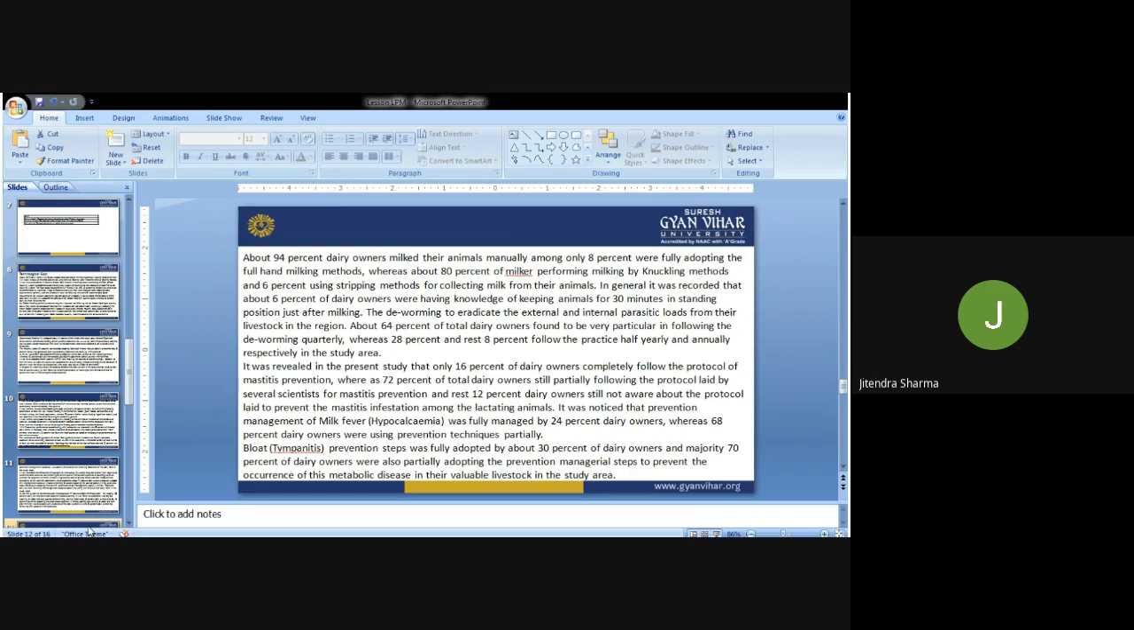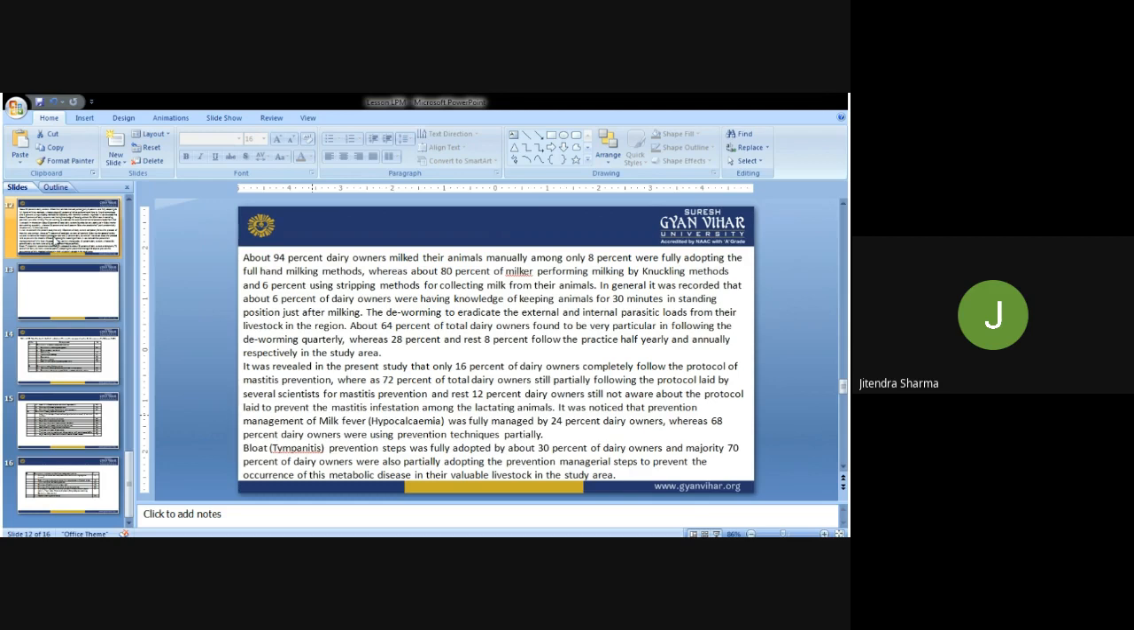Both the tympanitis and the ketosis and further the acidosis, these are few problems. So partially, the majority of farmers are partially following the practice. They are partially following this very well.